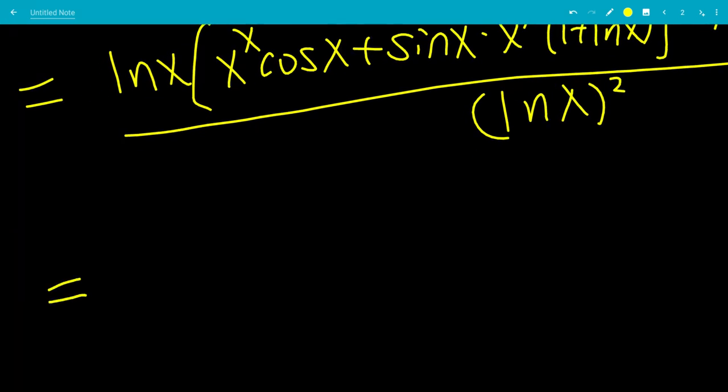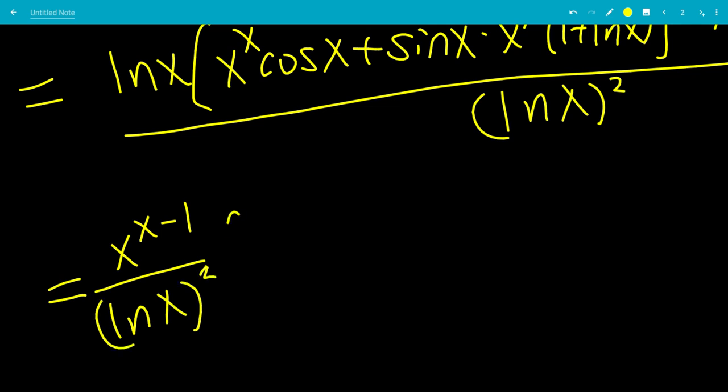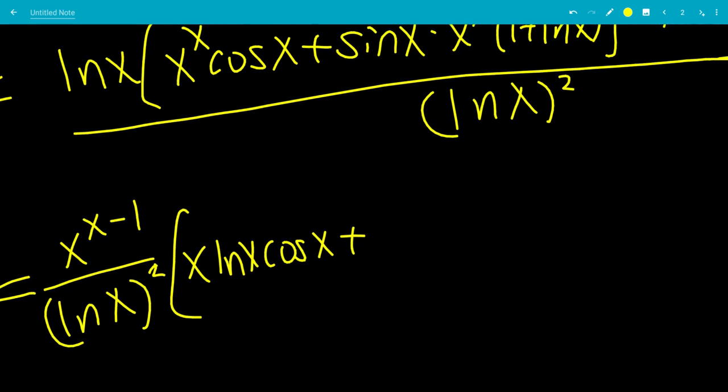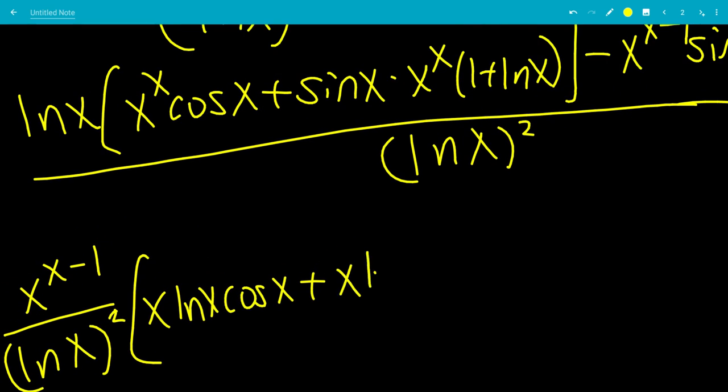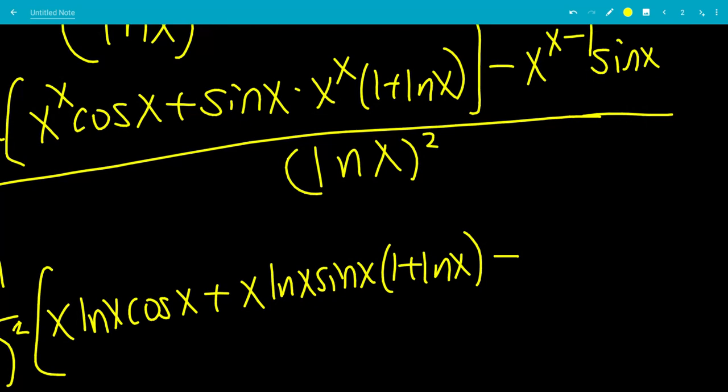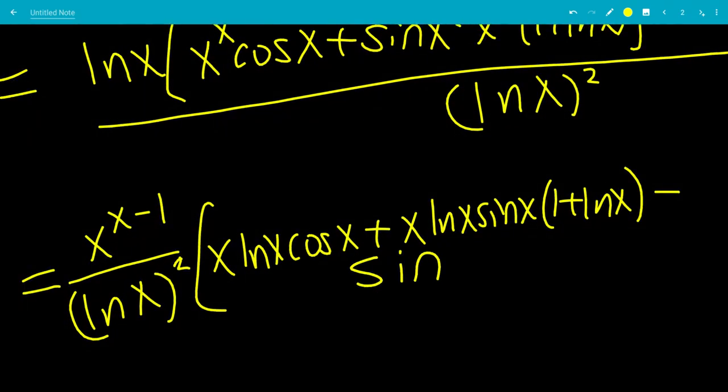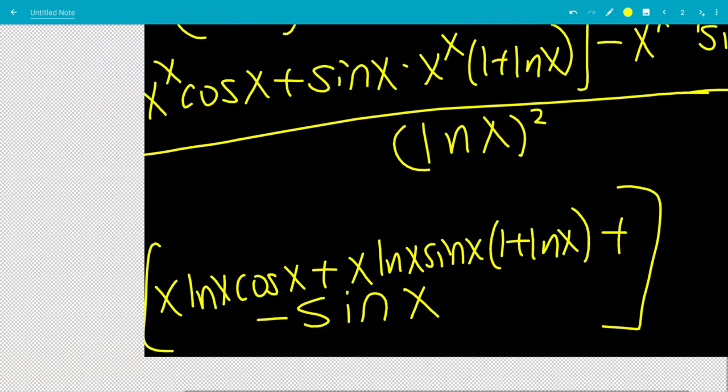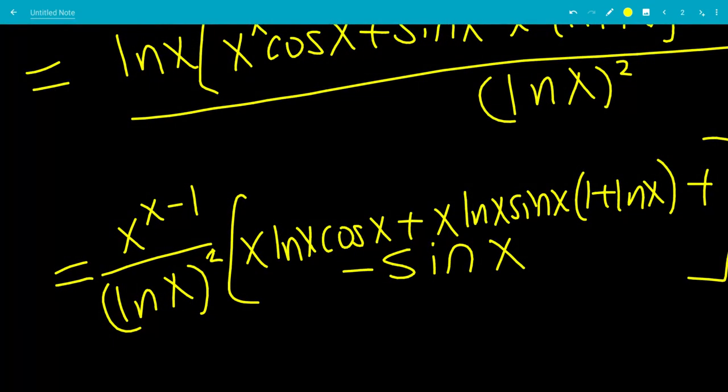We're going to factor out x to the x minus 1 over ln x quantity squared. That means we have to multiply an x to the parts that have x to the x only. So that'll be x ln x cosine x plus, we're going to have another x ln x sine x times 1 plus ln x. And then finally minus, our final thing is sine x. So we're going to write it as that, or just plus minus sine x. And then all multiplied by x to the x minus 1 over ln x quantity squared.